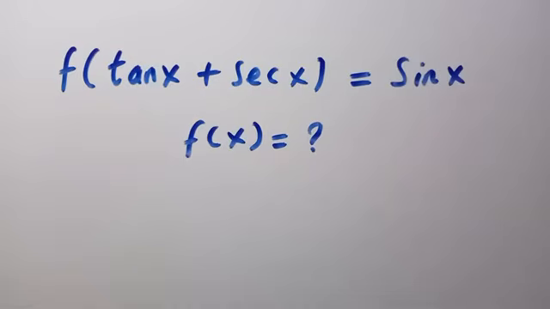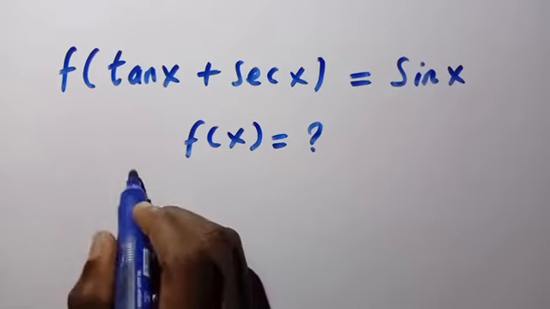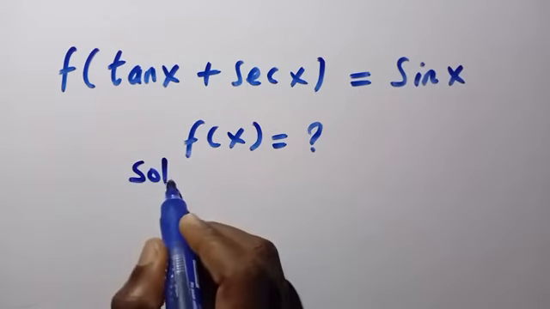How to solve these functional equations? We have f of tan x plus sec x equals sine x. And let's see how we can find f of x from this. Let's consider the solution from here.